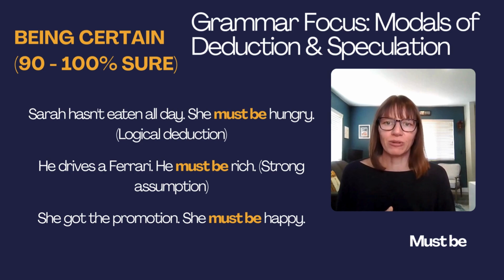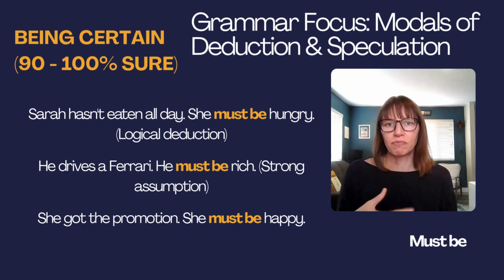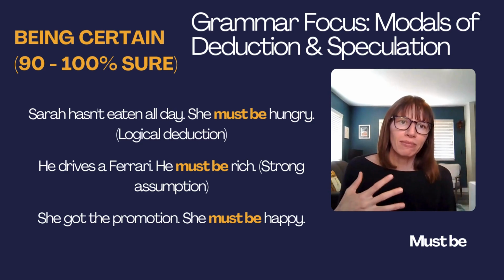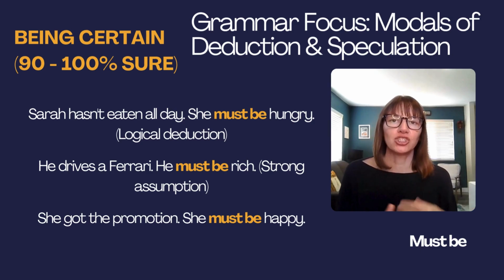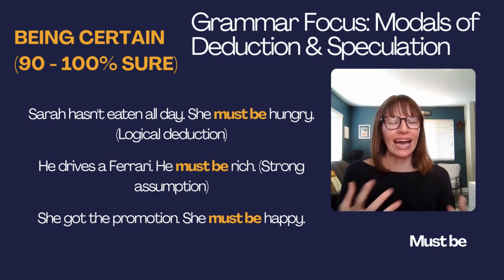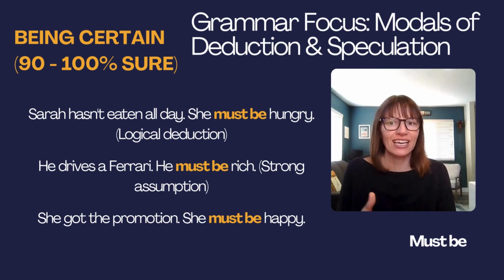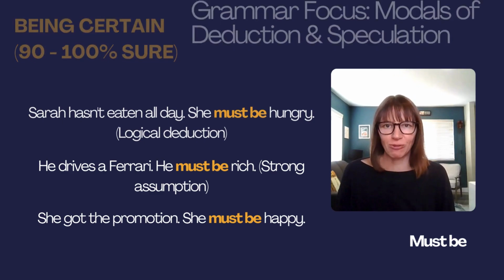The next example, he drives a Ferrari. He must be rich. We're assuming this. Maybe it's true, maybe it's not true, but based on evidence, he must be rich. Our third example, she got a promotion. She must be happy. Again, this is a strong assumption because she just got a promotion at work.